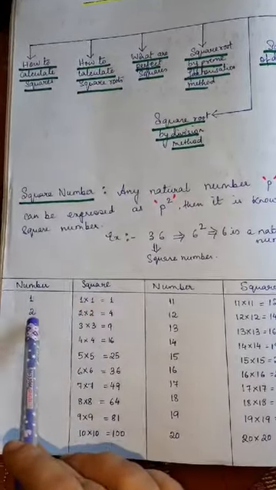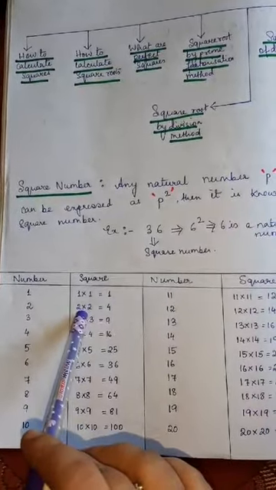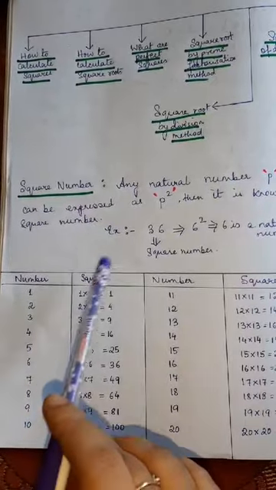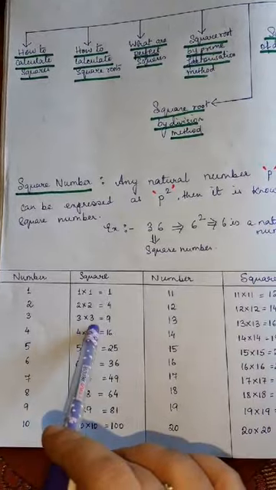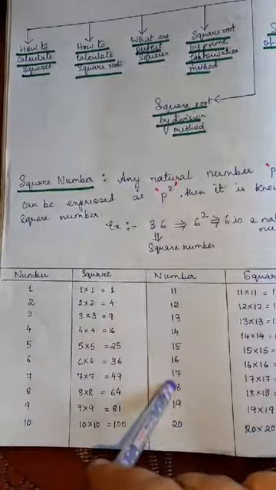So it becomes 1. Then 2. So 2 will be repeated again. Repetition or multiplying by the same number is actually a square. So 2 square means 2 into 2, that is 4. Like that, 3 square means 3 into 3, 9. Similarly, I have written for all the natural numbers till 20.